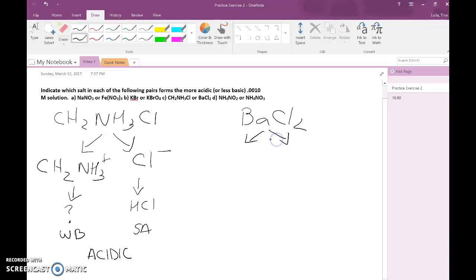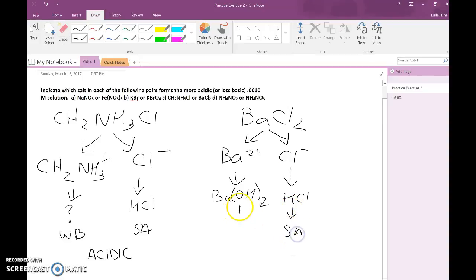So this is going to be an acidic solution. Here, let's see, I've got to make it my ions first. So Ba2 plus, Cl minus. That's going to make BaOH2 and HCl, so that's going to be a strong acid. Remember, Ba is in group 2. Group 2 hydroxides are strong bases. So here again, I have a neutral solution. So acidic versus neutral, this is the one that's more acidic, which is what the question was asking.